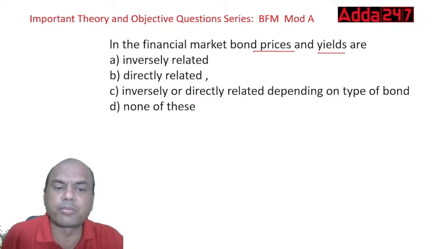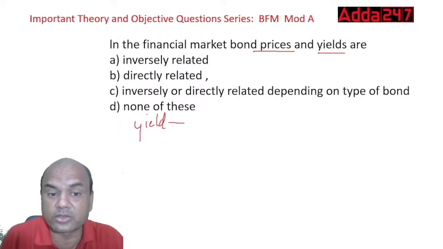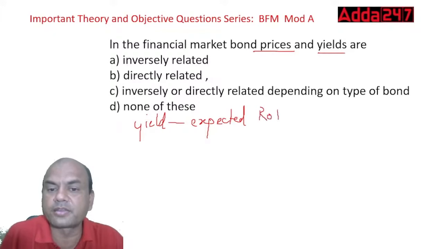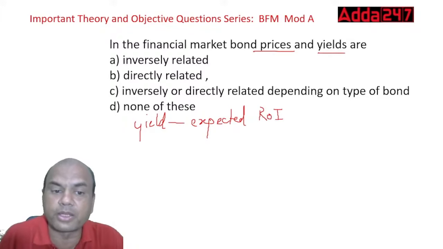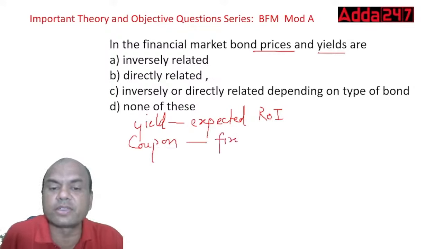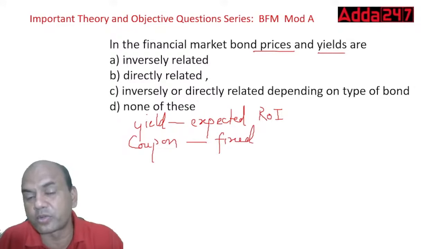once remember, the rate of interest, yield we call it. Yield means what? It's the expected rate of interest. Here, what is yield? You need to understand that also. Expected rate of interest, expected ROI. Okay, that is yield. There are two rates always in any bond. One is coupon and the second is yield, right? So coupon is always fixed. Once it is given, it's fixed. You can't change it. But this yield goes on changing. The expected rate goes on changing.